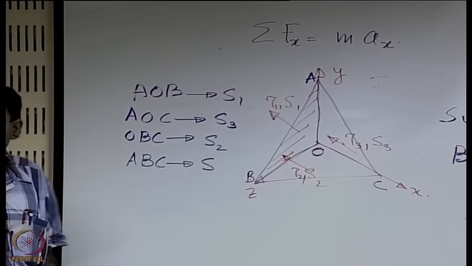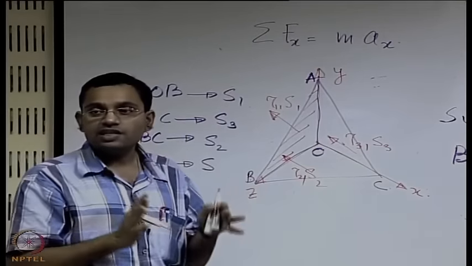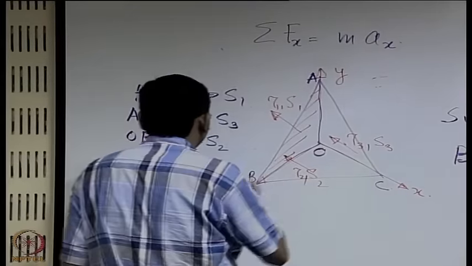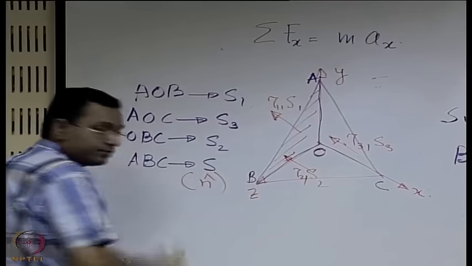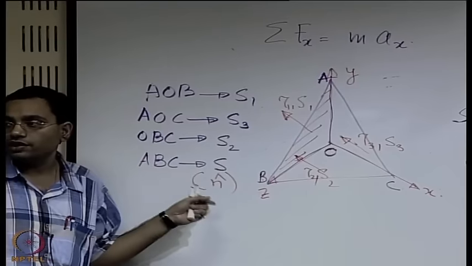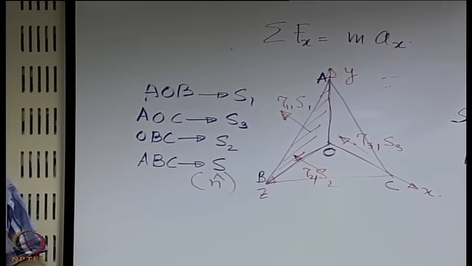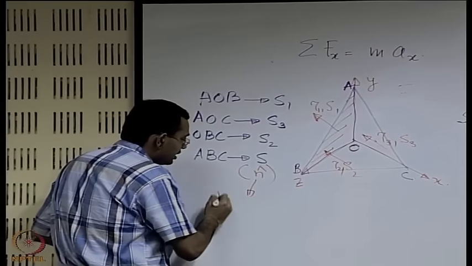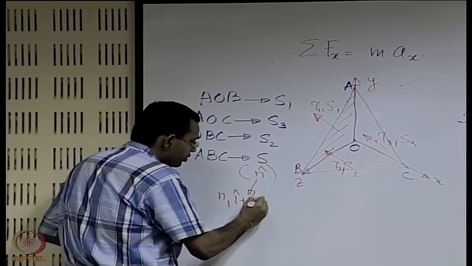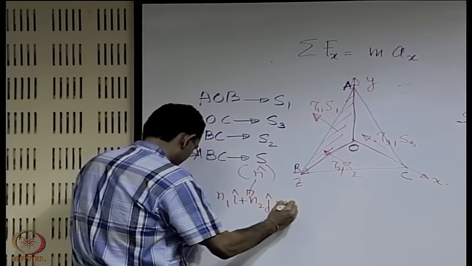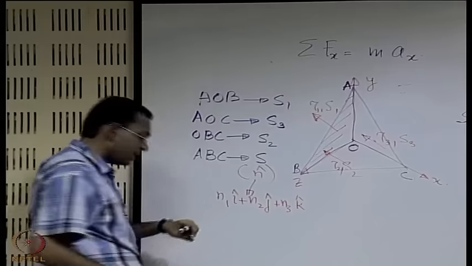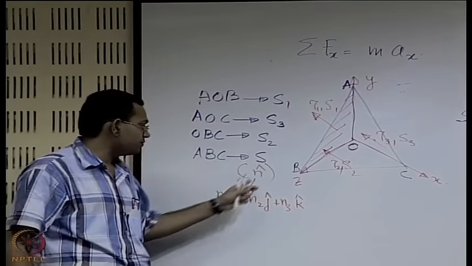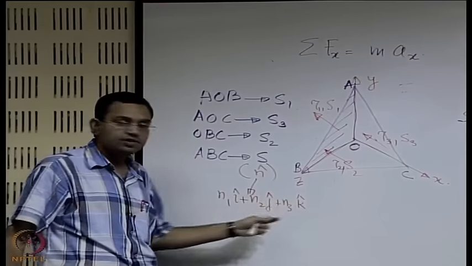There is a fourth surface which is really the bad surface here, which has its normal neither along x, y or z. So let us say the normal to this is n cap, the outward normal vector of S. This n cap has its components like this, n1 i cap plus n2 j cap plus n3 k cap, where n1, n2, n3 are the components of this along x, y and z.